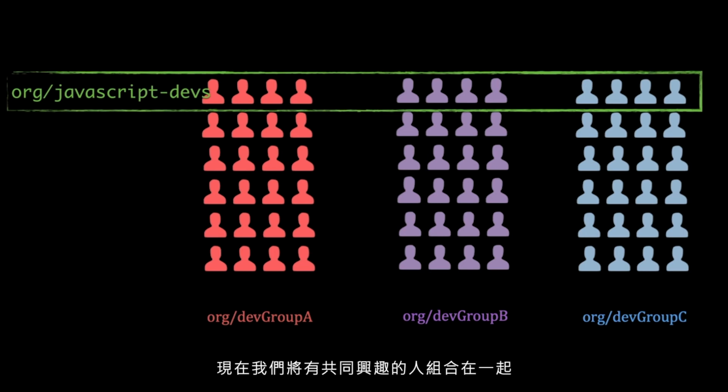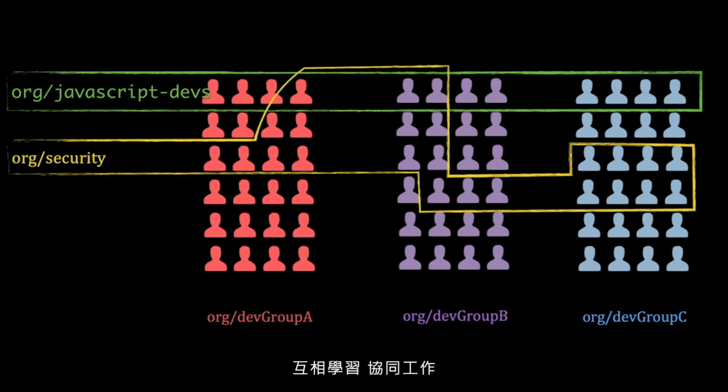But then we have these teams with a common interest, and we call these ad hoc teams. So these are folks that maybe sit within each of these groups, but they have a specific interest in JavaScript. These are your JavaScript developers, and you want to have an ad hoc team where these folks can come together, share best practices, and learn from each other and work together.